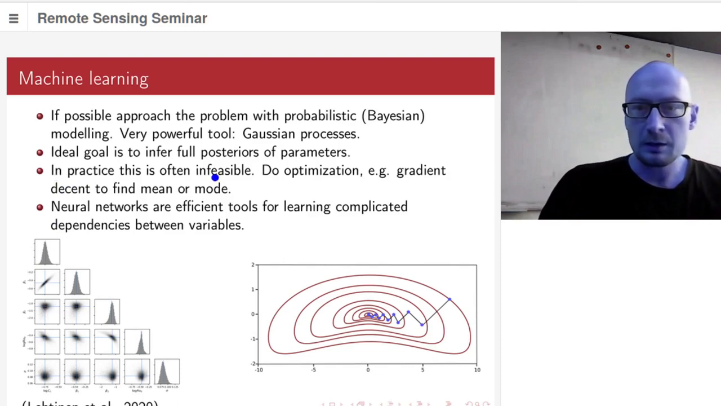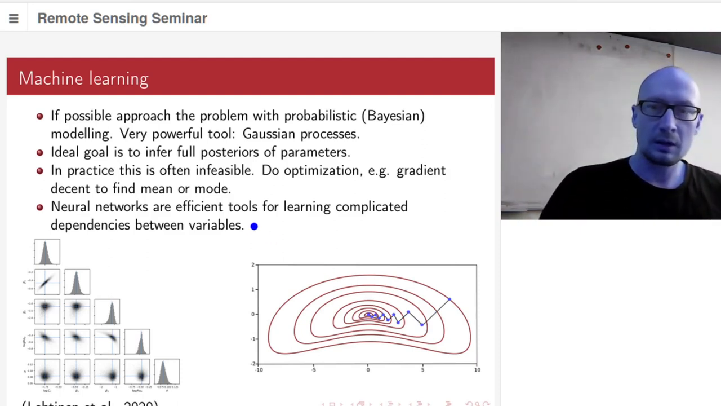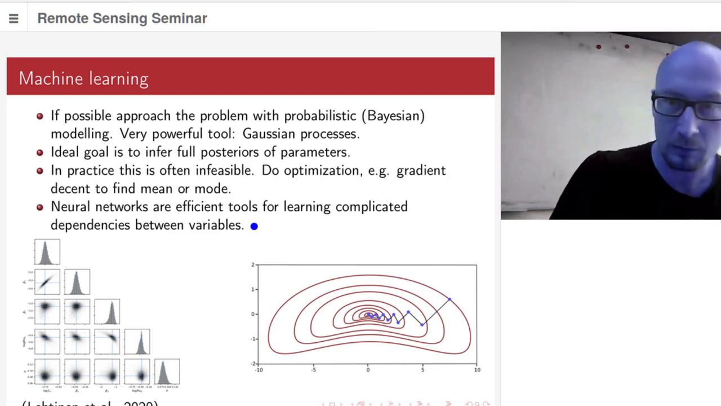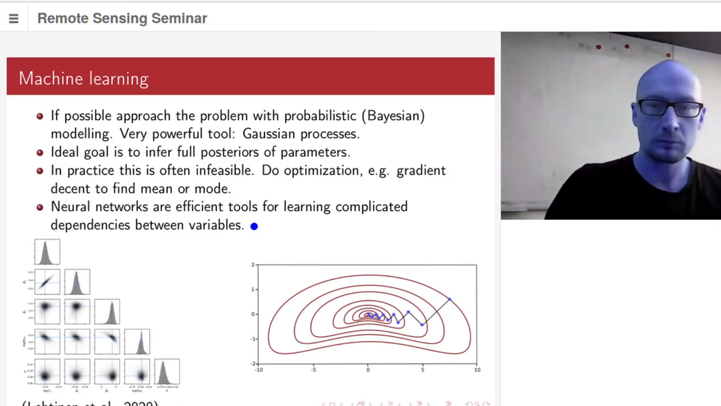So in practice, it's often not feasible. So you just do some optimization to find the mean or mode of the distribution, and then you use different gradient descent methods. And basically, neural networks do the same thing. They are very efficient ways of finding unknown or complicated dependencies between different variables.